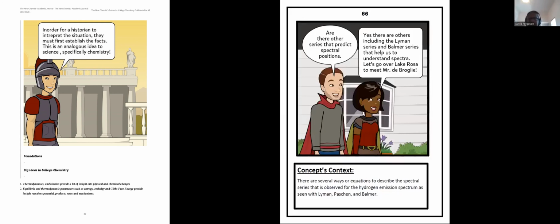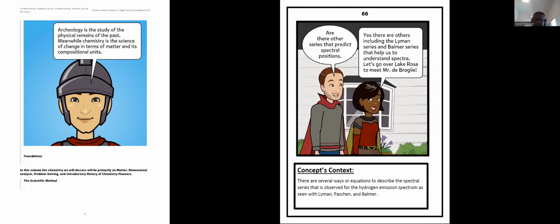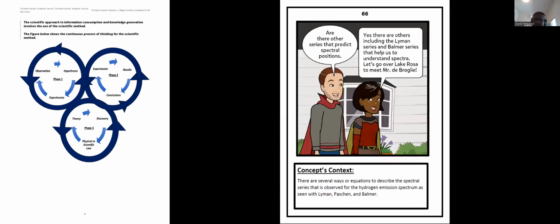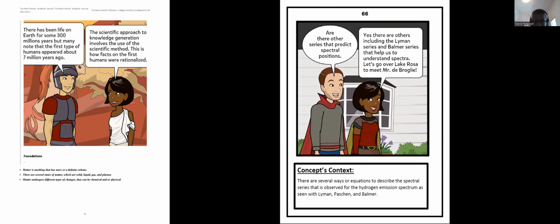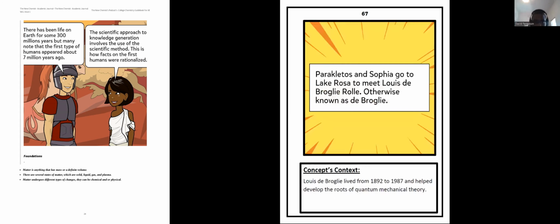These are things that I didn't mention in class, but these are emission spectra. Spectral series were also observed and studied, and equations were derived by other key players such as Lyman, Paschen, and Balmer, in which you have different series associated with those names.